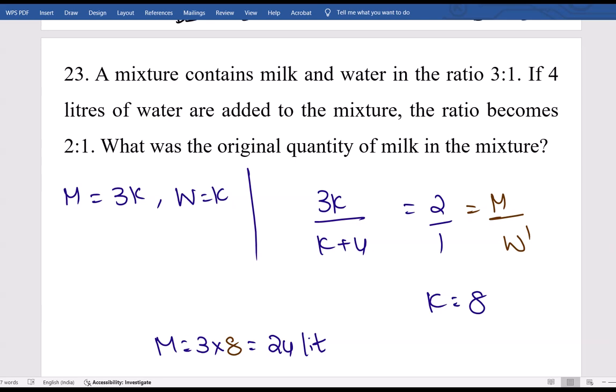In fact, this is a ratio concept only, but here they mentioned milk and water mixing. Milk and water 3:1, so 3K and K. Now for water, 4 liters added, K plus 4, it becomes 2 by 1.